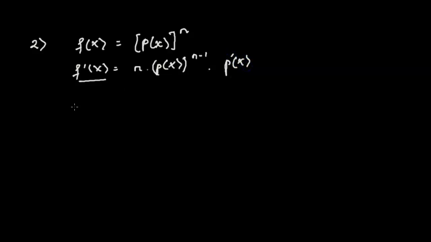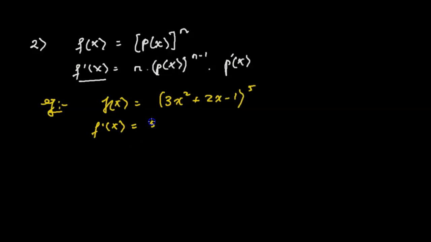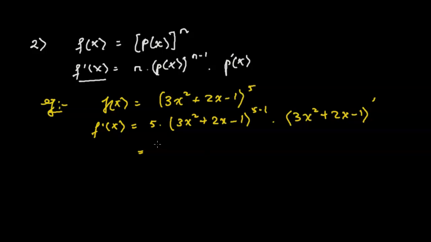Let's understand this with an example. If we have f(x) equal to 3x squared plus 2x minus 1, and the whole thing has a power n, which could be any real number, let's say it's 5, then the derivative can be written as 5 times 3x squared plus 2x minus 1 to the power of 5 minus 1, times the derivative of 3x squared plus 2x minus 1.